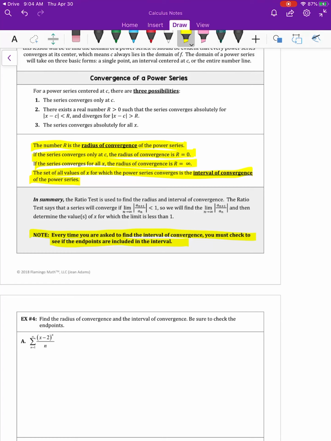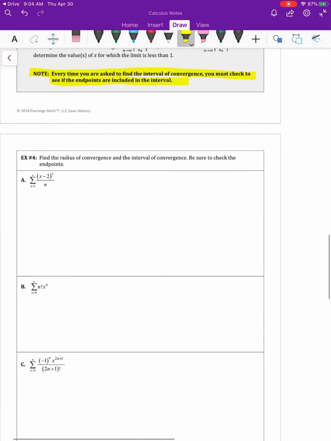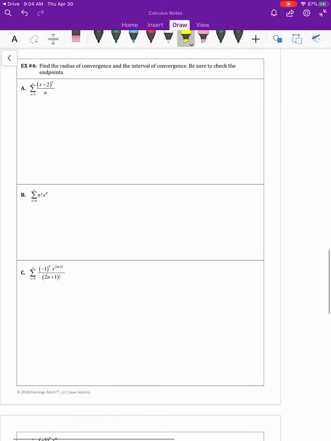So that was a lot. This was super, super important. All of this stuff you need to highlight and make sure that you are understanding. That was just a lot to say.